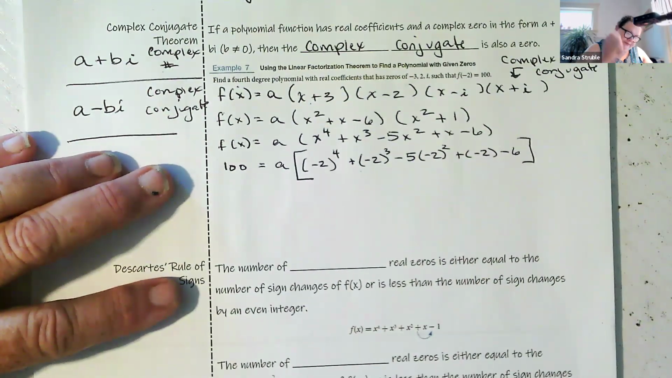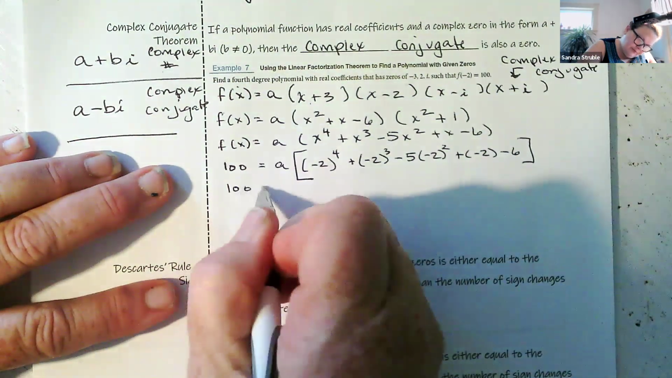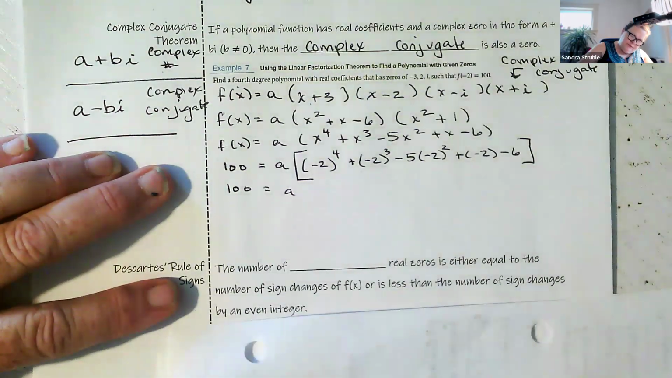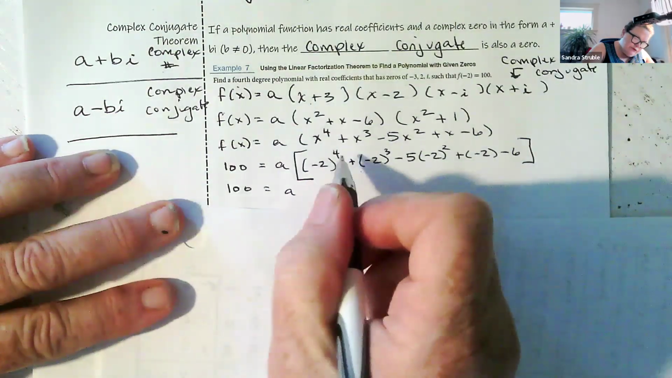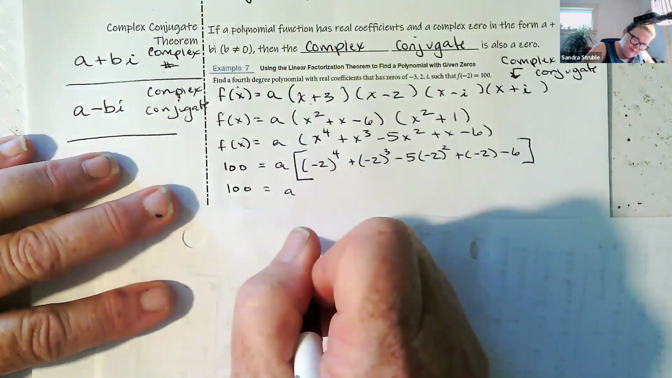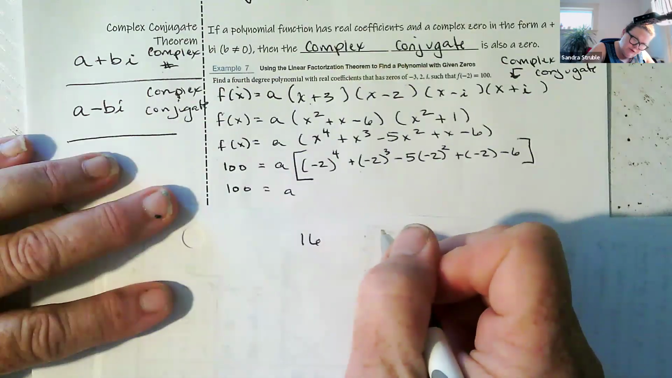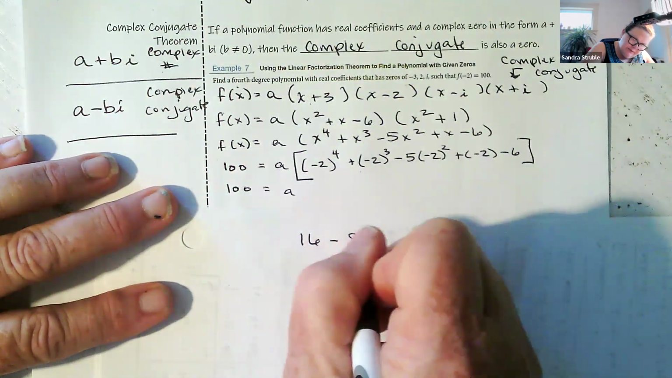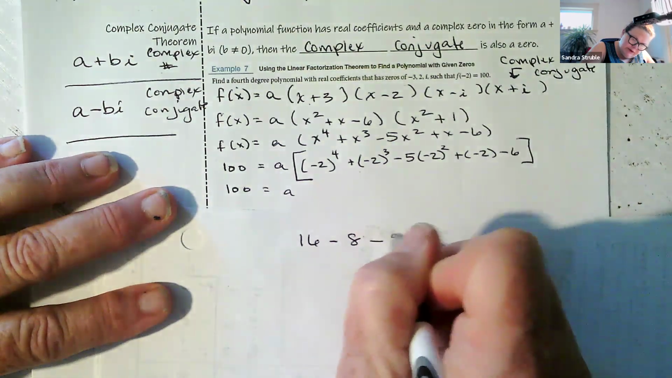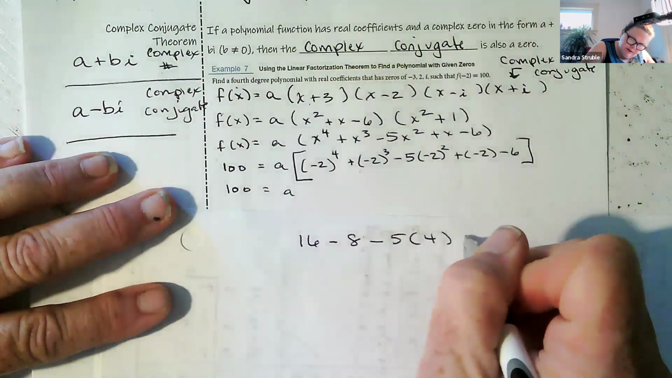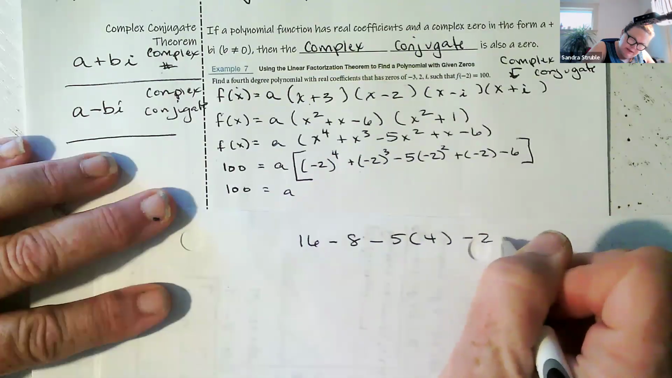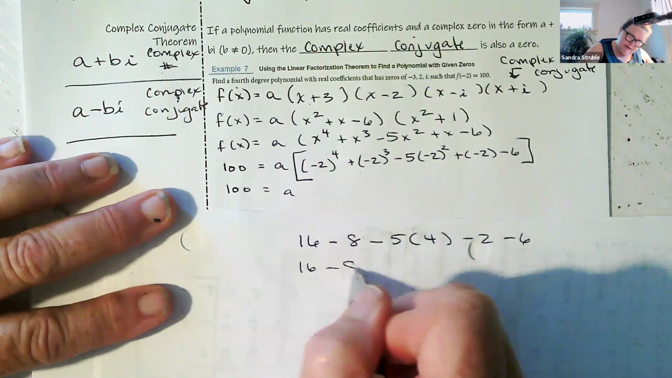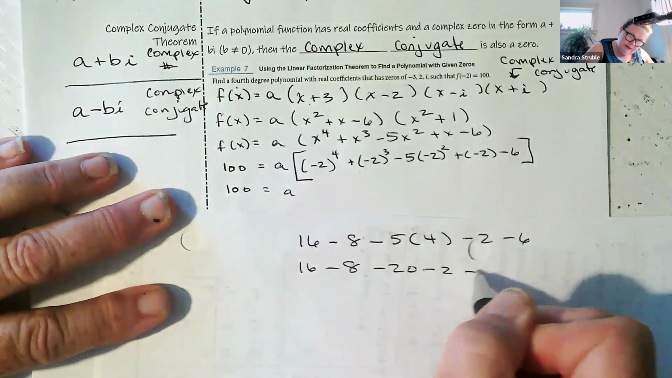All right, let's simplify. So let me use paper again. -2 to the fourth is going to be 16. It's 4 times 4, yep, 16. And then this is going to be -8 minus 5 times 4. And then -2 minus 6. This is 16 minus 8 minus 20 minus 2 minus 6.